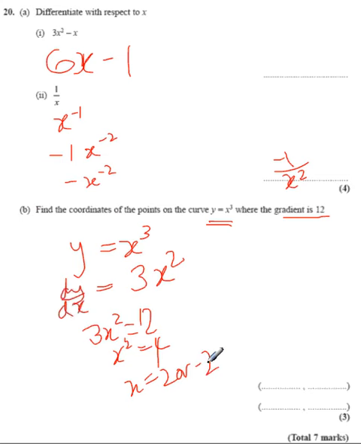Now, it asks us for the coordinates of the points. Now, when x is 2 or minus 2, the gradient of the curve is 12, but we need to know the y value. Well, how do we find the y value on the graph? We go back to the equation of the graph itself. And when x is 2, y is 8, put 2 cubed. And when x is minus 2, y is minus 2 cubed, which is minus 8. So those are our 2 coordinates. Just reminding you that y equals x cubed, so y is 2 cubed or minus 2 cubed.